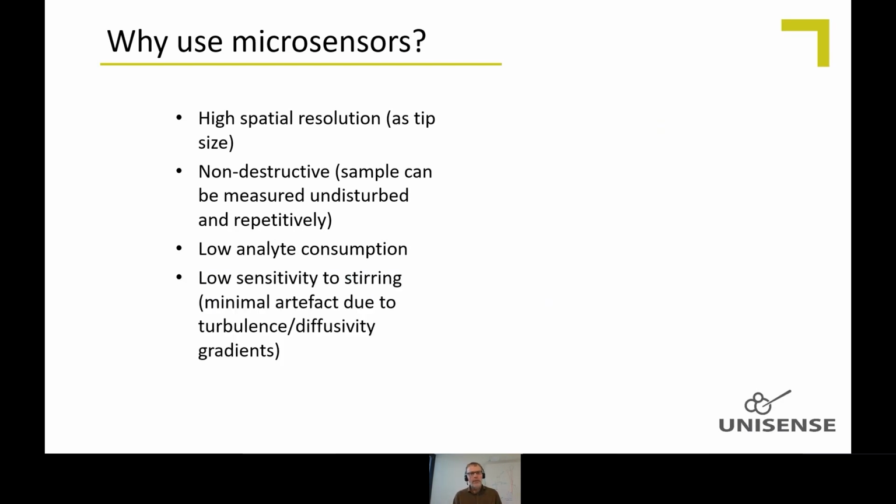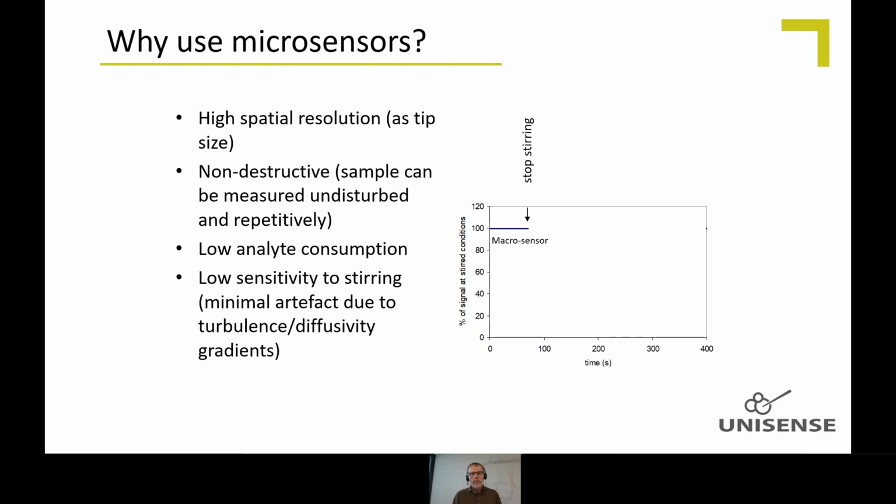But this low oxygen consumption is actually also the reason that there's a low sensitivity to stirring for a microsensor. That means there's very little difference in signal between stirred and stagnant medium. If you look at a macrosensor in a stirred environment and stop stirring, then you will see a decrease in signal over time. And when you start stirring again, the signal will come up. The reason for this is that the macrosensor will consume oxygen in front of the sensor and therefore lower the concentration where it is measuring. So it will keep lowering and lowering the concentration until it gets more or less stable after a long time.